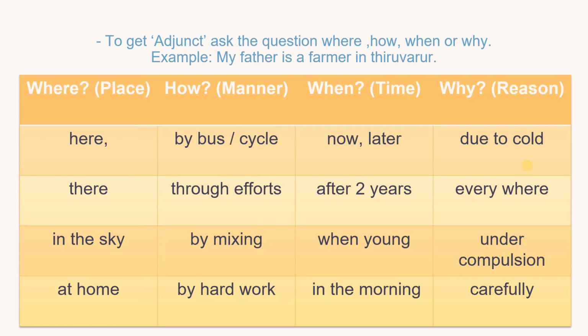It's how. How did you do this? How did you walk? So like this. That also is adjunct. When: now, later, after 2 years, after 1 year, after 5 years, when young, in the morning. So these are also adjunct. Why: due to cold, everywhere, under compulsion, carefully. So these are also adverbial.